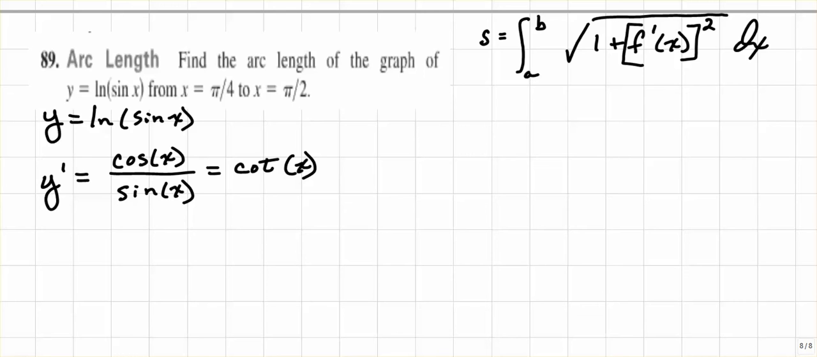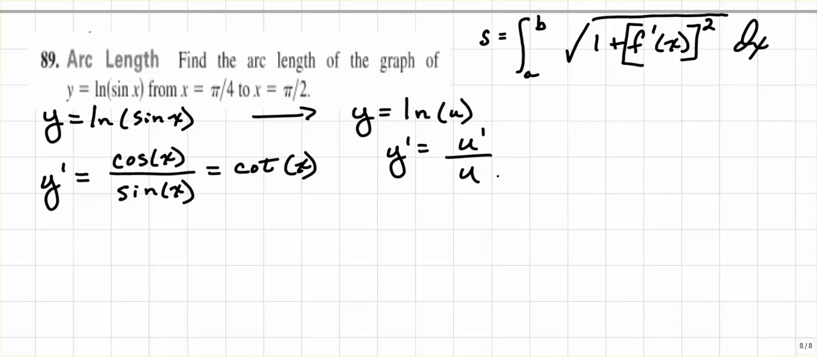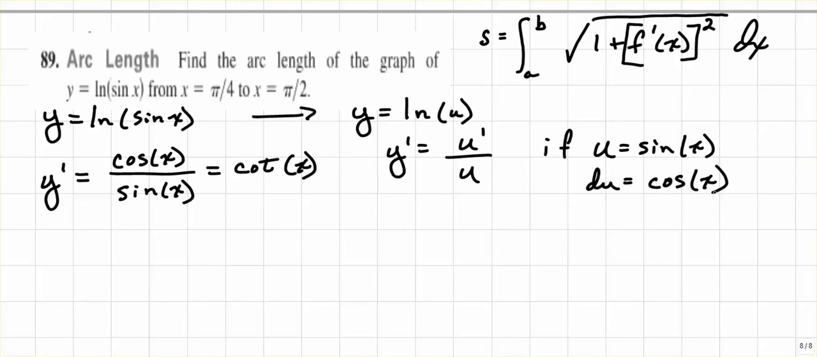Just in case you were wondering where this comes from, remember that in this case I would be using the formula y is equal to ln of u, and I would use the chain rule. Y prime would be equal to u prime over u, and u is sine of x in this case, and therefore du would be equal to the cosine of x. And then obviously when I take the derivative of the natural log of u, I get 1 over u.